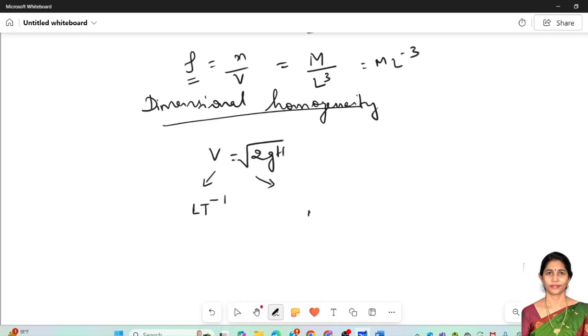G is meter per second square, right? So it is L divided by T square, into height, that is in terms of length only, and you take the root, you get the value as L by T, which is again LT minus 1. So on the LHS as well as the RHS, we have arrived at the same value. Therefore, I can say that dimensional homogeneity exists in this equation. So it can be used in any system of units. This verification we can do in any system of units.